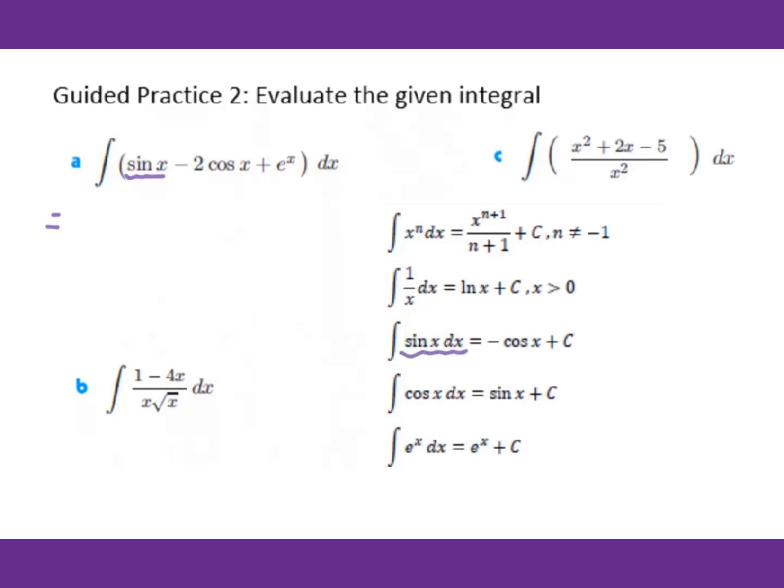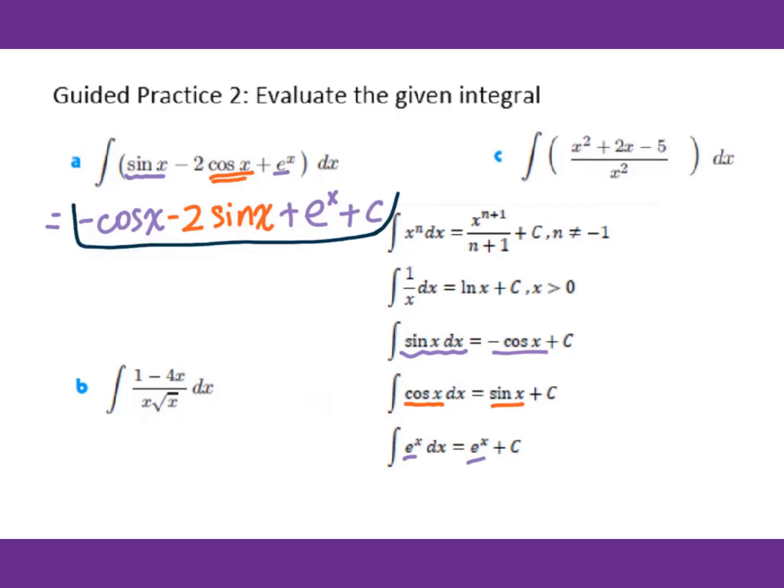For this formula, you will get a negative cosine x. For this integral of cosine x, you will get a sine x. So minus 2 sine x. E to the x power is still e to the x power. So plus e to the x power. Then plus c. This is the solution to A.